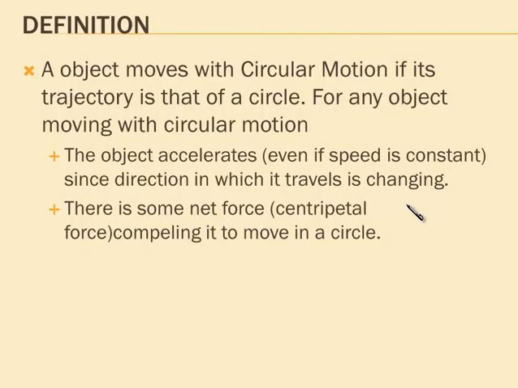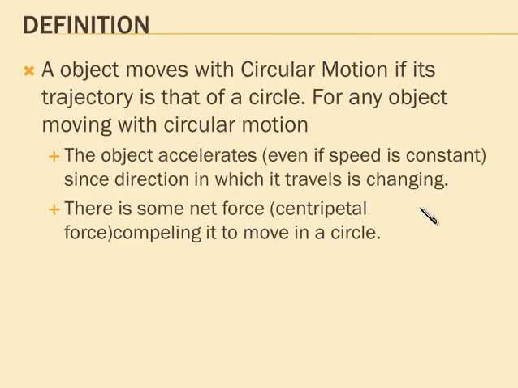So let's define circular motion and look at two very important properties of circular motion. Essentially, an object is traveling with circular motion if it's going around in a circle. Now, two very important properties of such motion. One, even if it's traveling at a constant speed, since it's constantly changing direction, it is accelerating. Remember, velocity is both speed and direction. So if the direction is changing, the velocity is changing, therefore the object is accelerating.